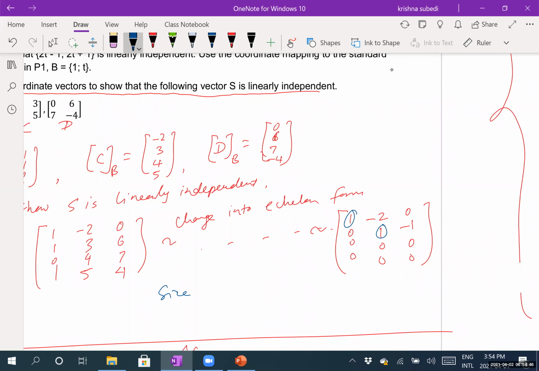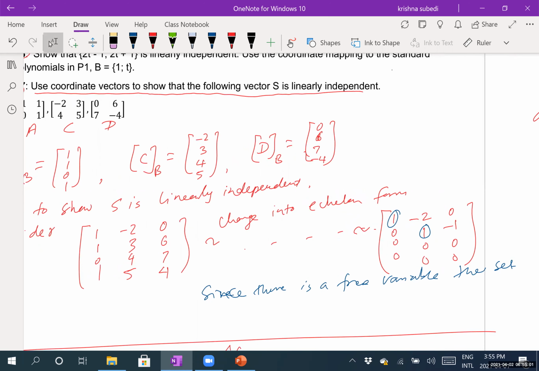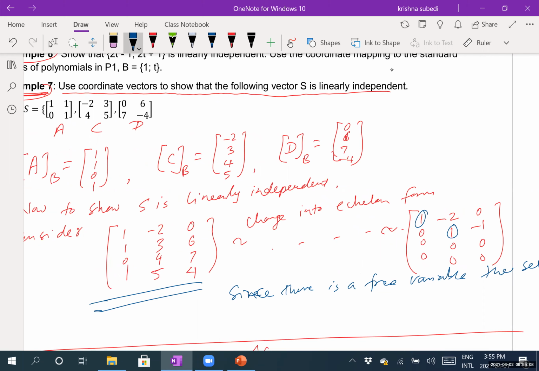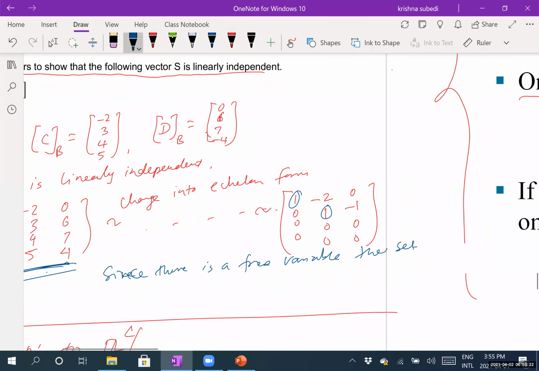Since there is a free variable, the set is linearly dependent, because the coordinate vectors and the polynomials are isomorphic. They are one-to-one and onto. So whatever property, linearly dependent or independent, the coordinate vectors have, the same property holds for S. Just keep that in mind. This method sometimes makes life a lot easier. We're going to do a couple of questions similar to this in our next class. All right.